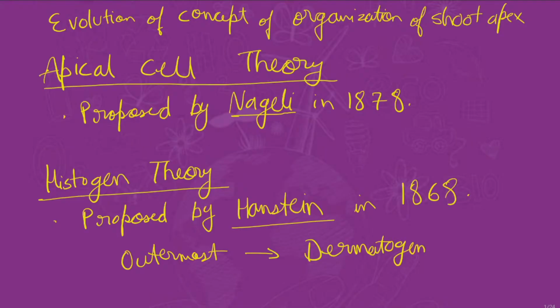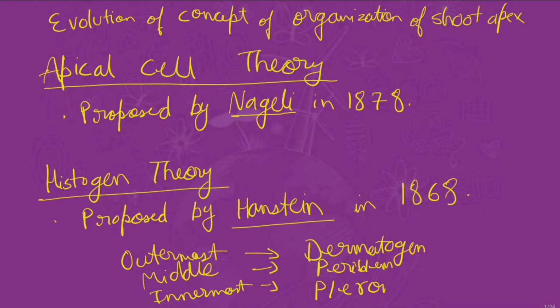The middle is referred to as periblem. The innermost is referred to as plerome. Each histogen performs a definite function. The dermatogen gives rise to epidermis, the periblem gives rise to cortex, and the plerome gives rise to vascular cylinder.